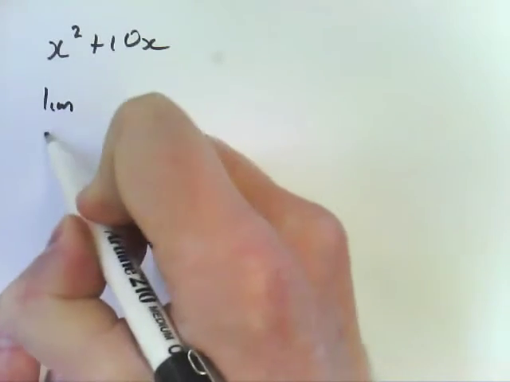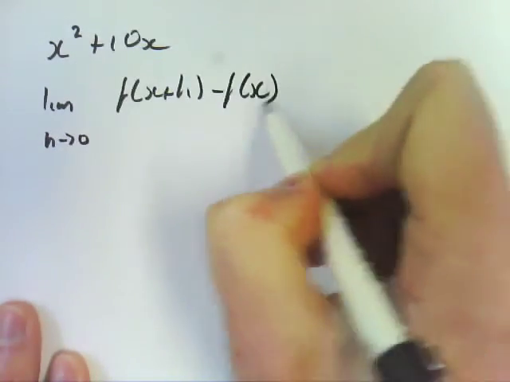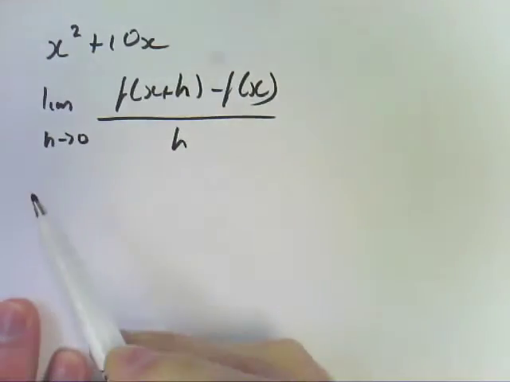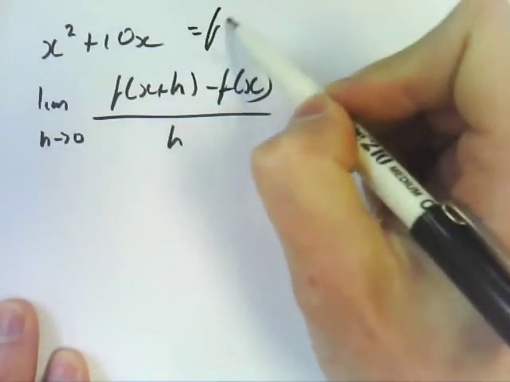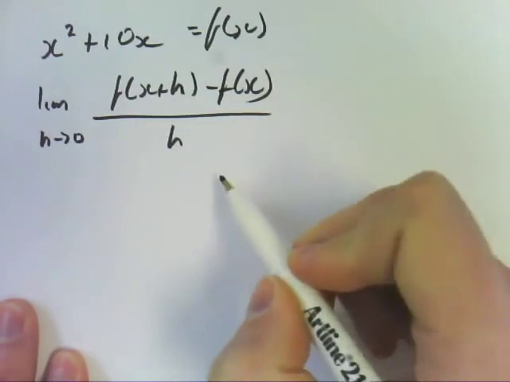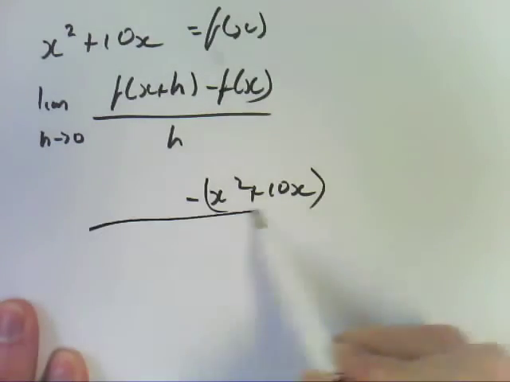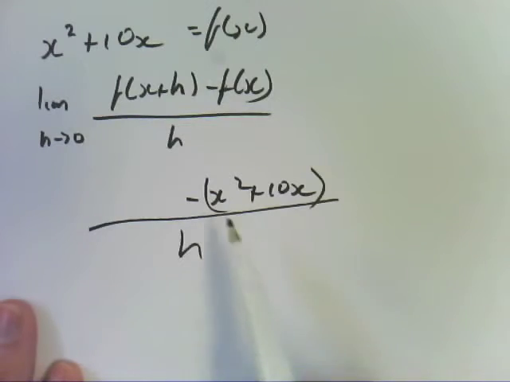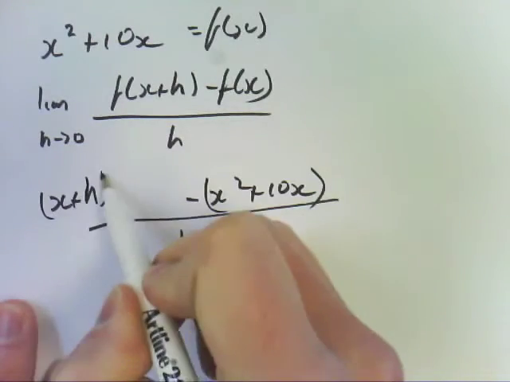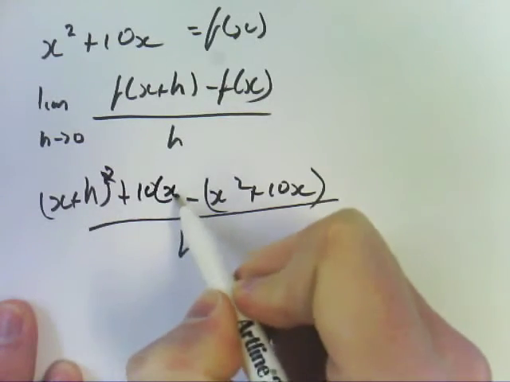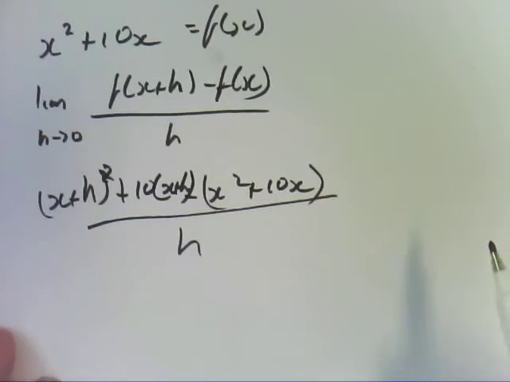First thing you do, limit as h approaches 0 of f(x plus h) minus f(x) divided by h. Just write the formula. Now you substitute stuff in. So we know this is f(x). So we're just going to put that in. x squared plus 10x goes there. Minus that. We're dividing by h. And now we're going to put f(x plus h) in. So we've got (x plus h) squared plus 10(x plus h).